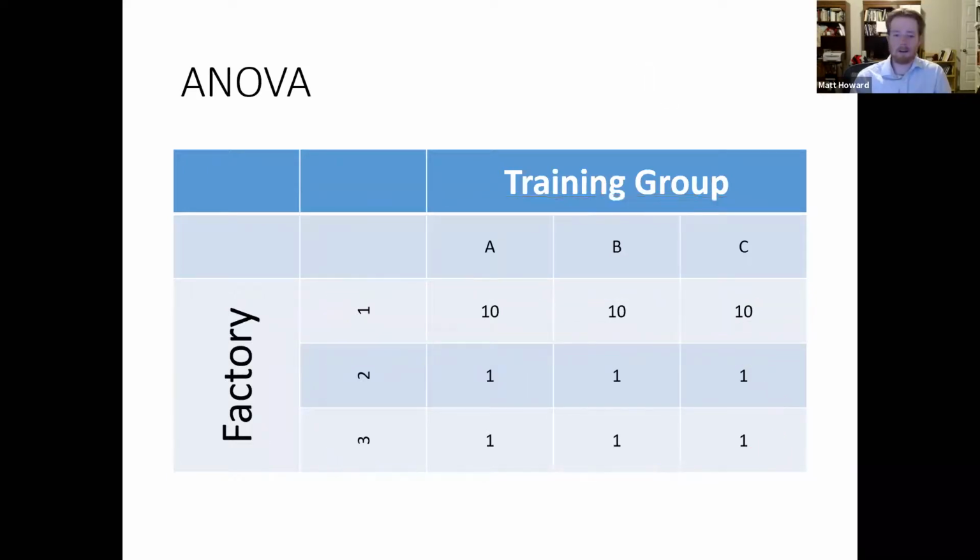Okay, so let's look at another example. In this example, here are the numbers: 10, 10, 10, and then everything else is a 1. So in this example, would we expect there to be a significant effect of factory?